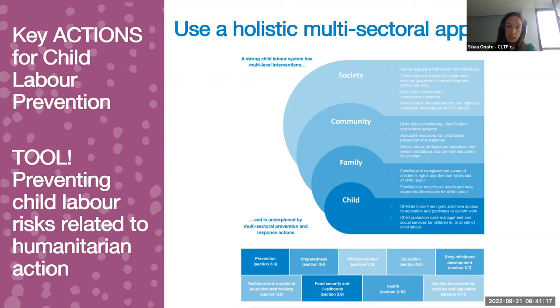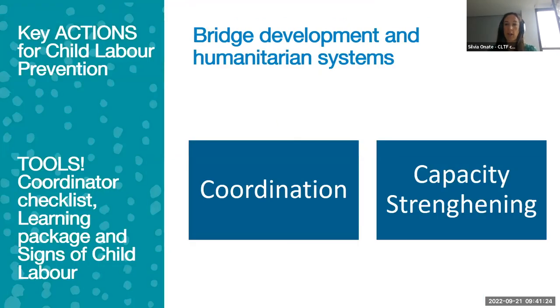The last action, if you go to the next slide, in line with the primary prevention framework, is that to prevent child labor, it's very important to bridge development and humanitarian systems. So it's important to work where possible with development actors, government structures, and the local authorities responsible for child welfare. Invest in preparedness between non-humanitarian and humanitarian actors, and strengthen prevention within the child protection systems, including how to adapt during times of crisis, identifying risks and protective factors. Key areas to consider are around coordination.